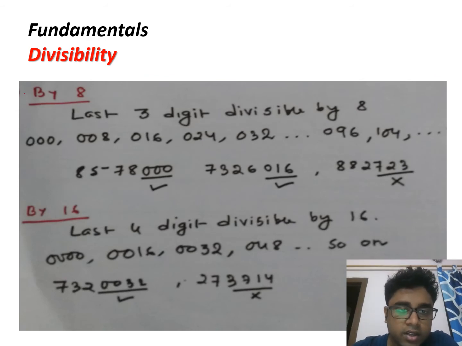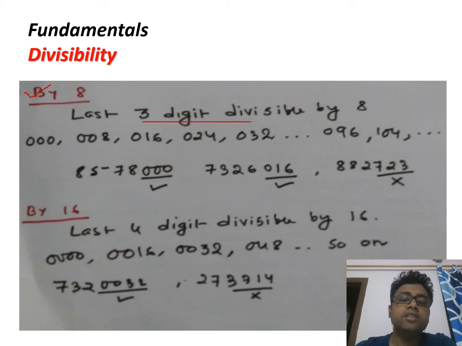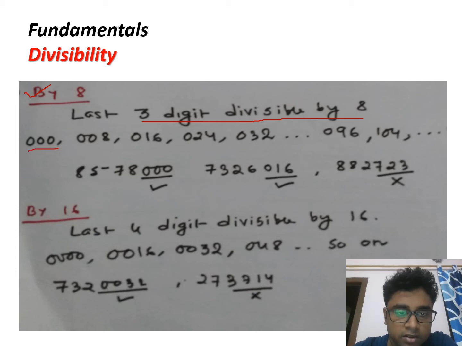Now checking the divisibility by 8. The last three digits should be divisible by 8. Here the numbers are 000, 008, 016, 024, and so on.